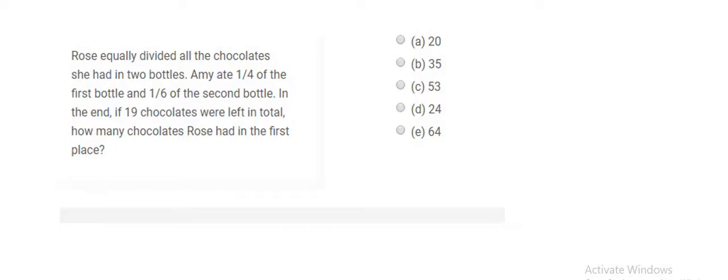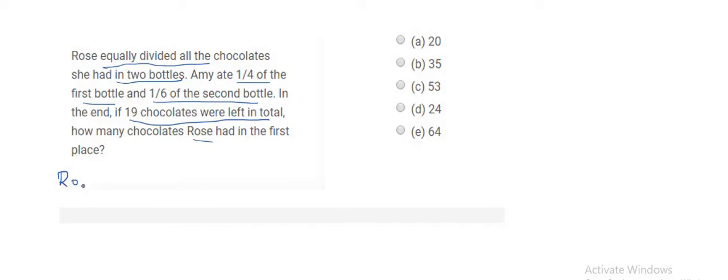Today we are going to solve another arithmetic problem. In this problem statement it says, Rose equally divided all the chocolates she had in 2 bottles. Amy ate 1/4 of the first bottle and 1/6 of the second bottle. In the end, if 19 chocolates were left in total, how many chocolates did Rose have in the first place?